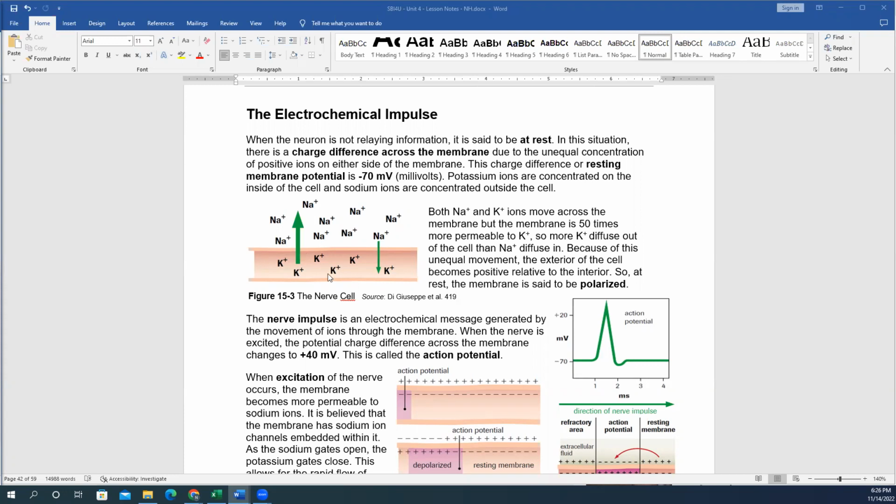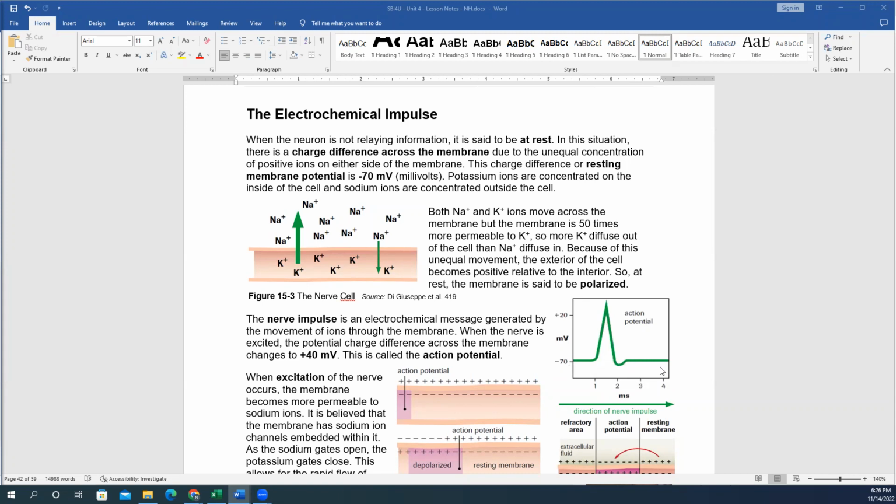When the nerve gets excited, the potential charge difference across the membrane changes from minus 70 millivolts to plus 40 millivolts. This is called the action potential, and it's shown here. This is the potential at rest, and then you have a nerve impulse that increases the action potential to around 40 millivolts. That is shown here as the direction of the nerve impulse travels down the membrane.